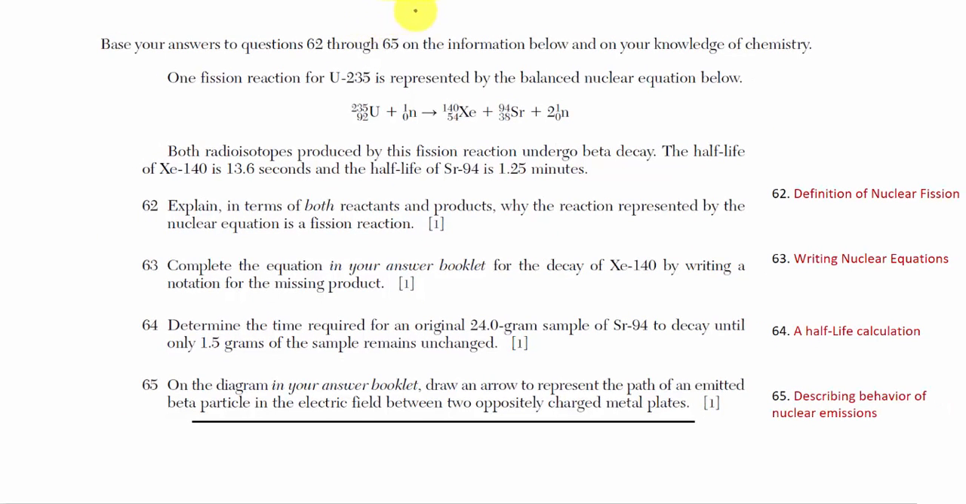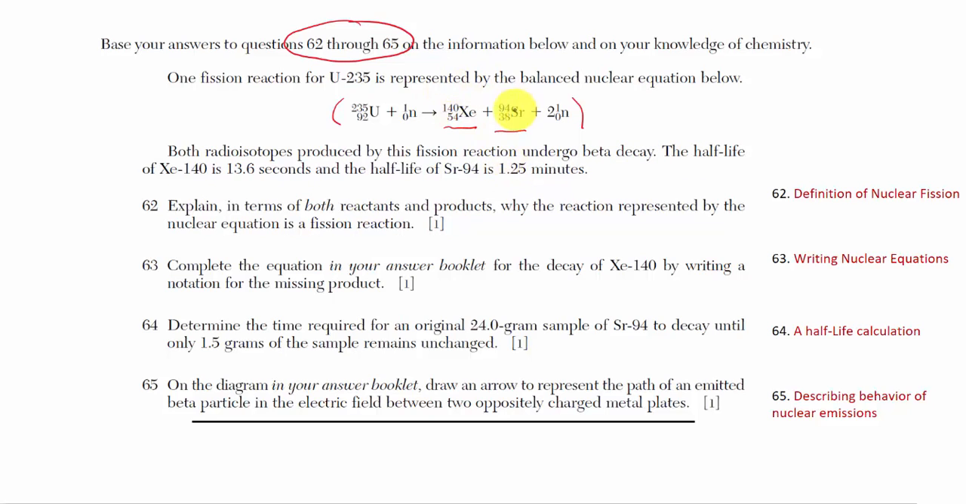And the final group of questions in part B2 for this exam, 62 through 65, all based on the narrative, is showing a fission reaction for uranium-235. Here's the nuclear equation for that fission reaction. It's already balanced for you. It's all written out. And a little bit of explanation. Both radioisotopes produced by this fission reaction undergo beta decay. So they're telling us that the xenon and the strontium both undergo beta decay. And they give you the half-life for xenon-140 as 13.6 seconds and the half-life of strontium as 1.25 minutes.